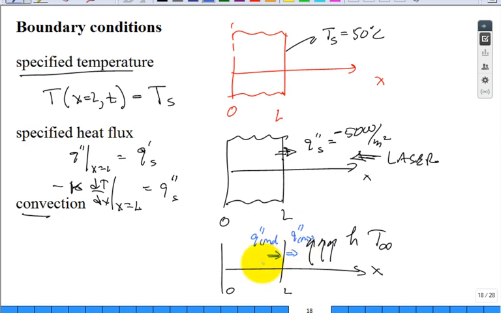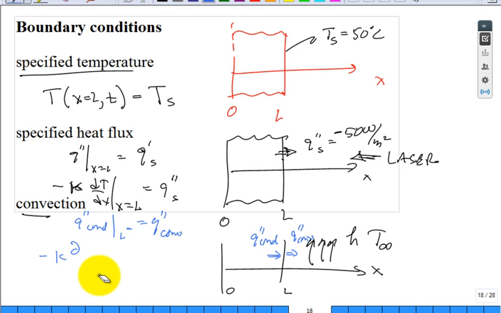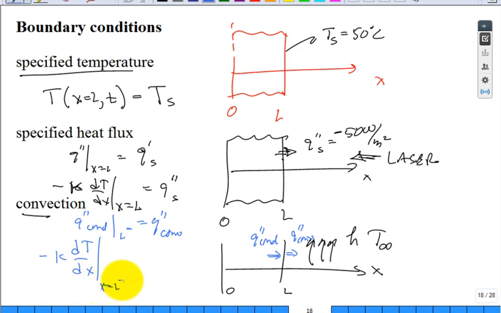So let me draw that. q double prime conduction at L minus is equal to q double prime convection at L. Okay, so this is minus k partial, well, am I using partial derivatives or ordinary derivatives? Depends if the problem has more than one independent variable, you use a partial derivative, or if it only has x, you use an ordinary derivative. This is at x equal to L minus. That means in the solid, just a little bit to the left of the surface. And then this is h times Ts minus T infinity. What is Ts? Ts is the temperature at x equal to L.